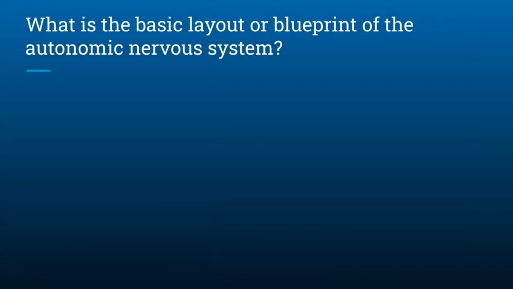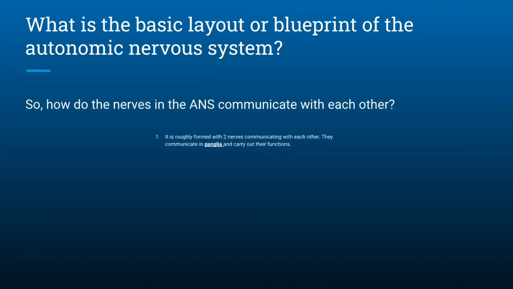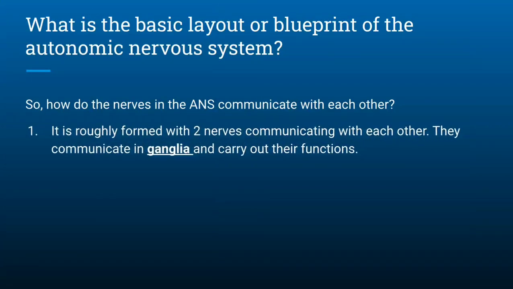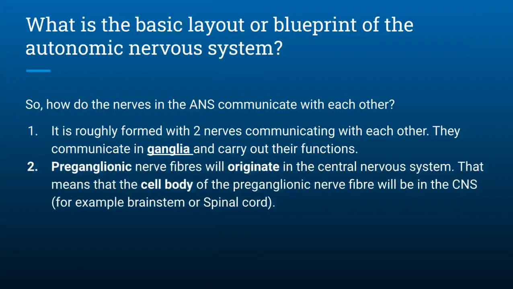So next question is, what is the basic layout or the blueprint of the autonomic nervous system? How do the nerves in the autonomic nervous system communicate with each other? If we look at the microscopic level, then the autonomic nervous system is roughly formed with two nerves communicating with each other. They communicate in a ganglia, and once the signal reaches, they carry out their functions accordingly. So one of the main components is basically the ganglia.